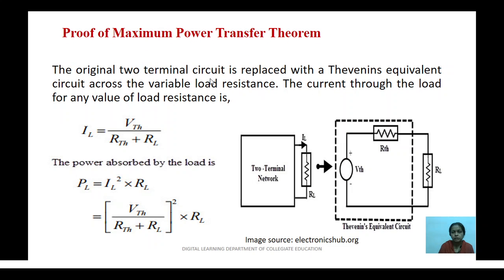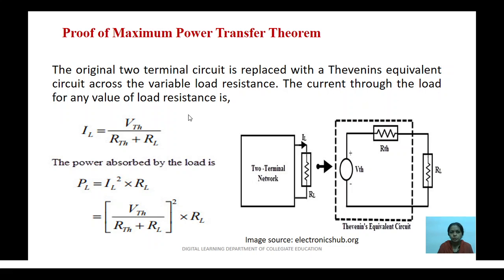So, proof of the maximum power transfer theorem. As we have discussed earlier, a complex linear bilateral two-terminal network can be simplified by Thevenin's theorem, and this is the Thevenized equivalent circuit. So the original two-terminal circuit is replaced with a Thevenin's equivalent circuit across the variable load resistance. So the load resistance can be varied here.